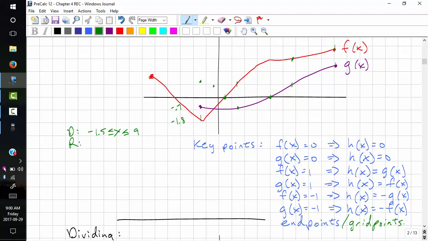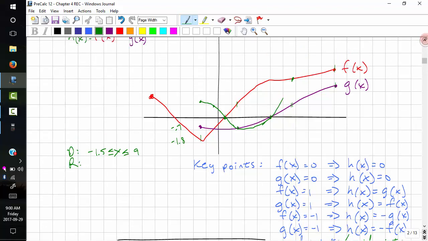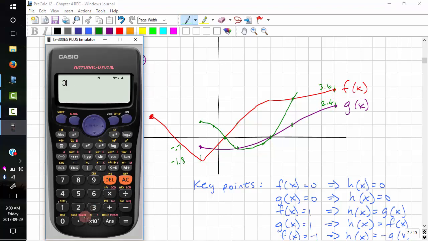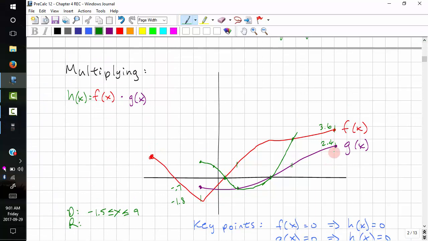So now we can just draw a curve through all these points. Again, we're estimating, and of course I missed this endpoint, 3.6, 2.4. Bring up the calculator, 3.6 times 2.4, and we get 8.6.